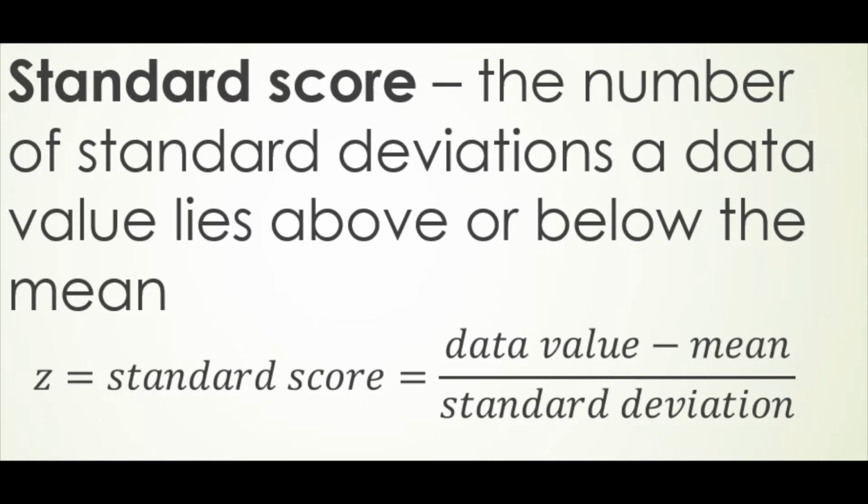First, standard score is the number of standard deviations a data value lies above or below the mean. We often call the standard score the z-score because z is the variable we usually use for standard score. To find the standard score of a data value, we take that data value, subtract the mean, and then divide by the standard deviation. And that'll tell us how many standard deviations we are above or below the mean. A negative standard score means that we're below the mean, and a positive standard score means we're above the mean.